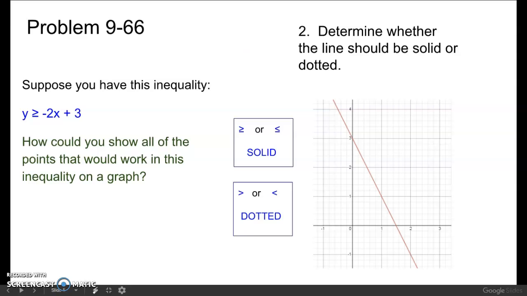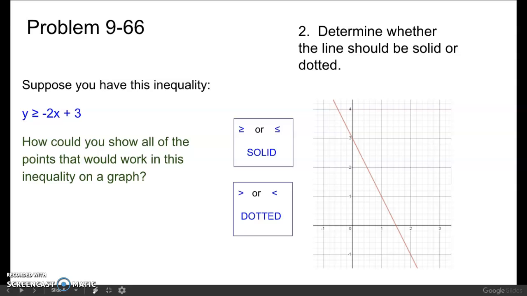All right, second step in graphing an inequality is to determine whether the line should be solid or dotted. This compares to the boundary point on the number line that you did yesterday. And remember, boundary points can either be closed or open, depending on whether the variable could actually be that value. So for example, if you had x is greater than or equal to 3, that would be closed because x could be 3.